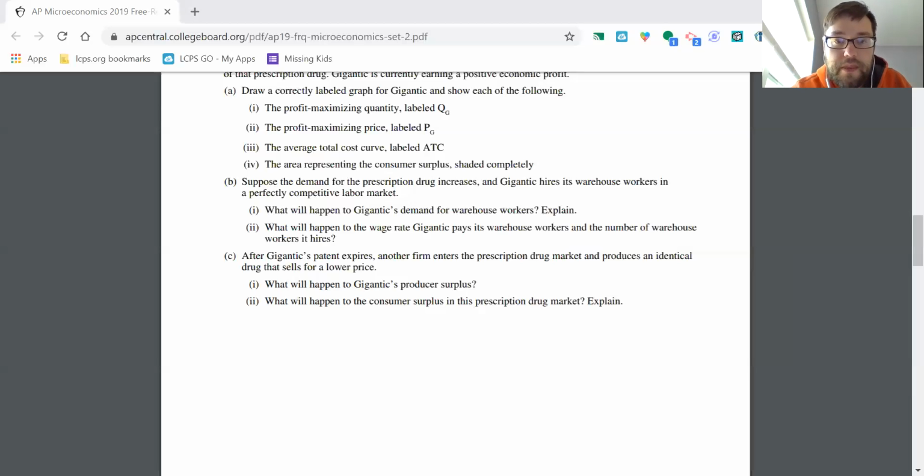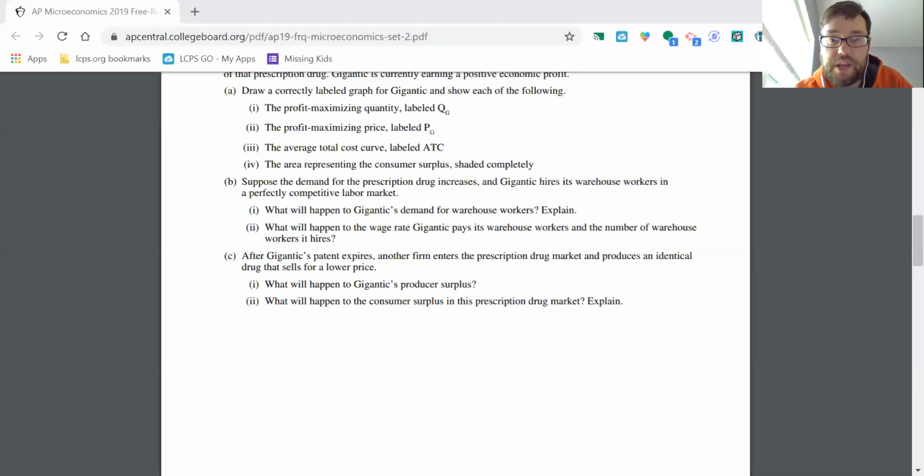Okay, and then part two, that's why this is important, right? What will happen to the wage rate Gigantic pays its warehouse workers? Because it's a perfectly competitive market, no change, right? In a perfectly competitive market, people are price takers, right? So in this case, it's essentially both the workers and the employer, right? The wage is sort of set in the market, and then everybody takes that as a given, right? Price takers is a key component of a perfectly competitive market.